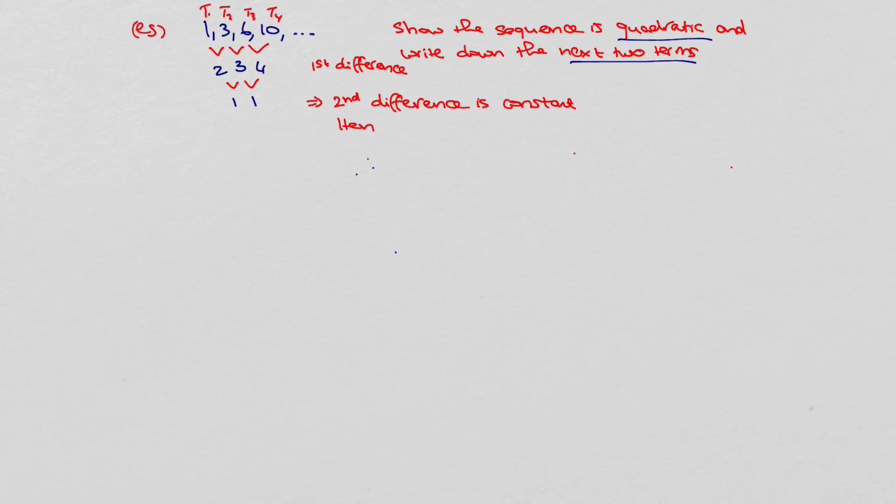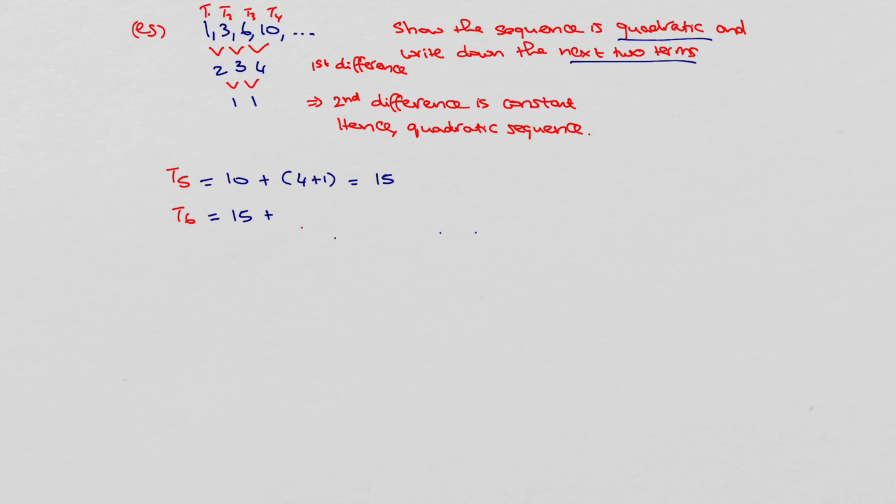Hence, it's quadratic. Okay, so now we need to write down the next 2 terms. So in other words, we have to write down term 5 and term 6. So our term 5 is going to be 10 plus the first difference, which is 4, plus the second difference, which gives me 15. And then term 6 is going to be 15, so the fifth term, plus the next difference.